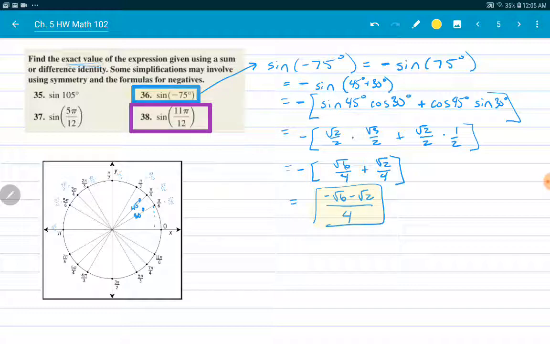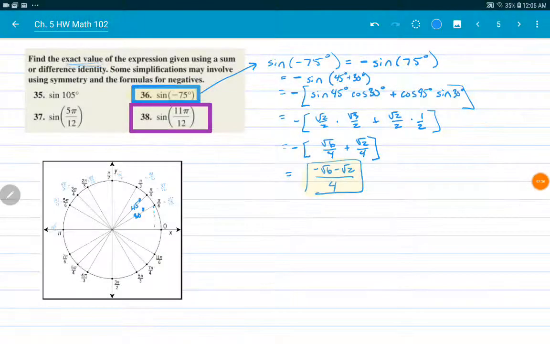For number 36, I'm just going to shrink up that answer so I can also do 38 on the same page. So there's number 36. I'll do number 38 in a purple marker. So 38 is a little different because it's in radians.